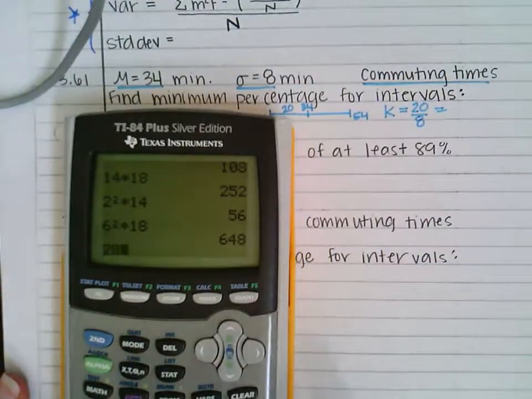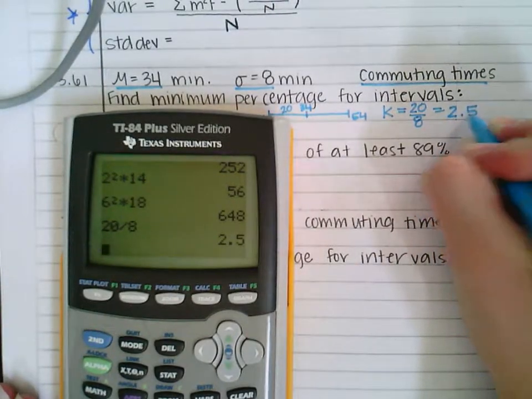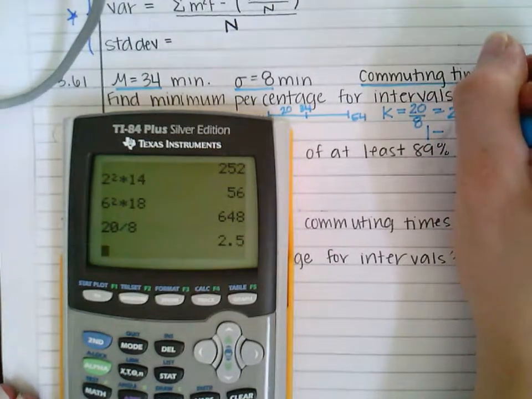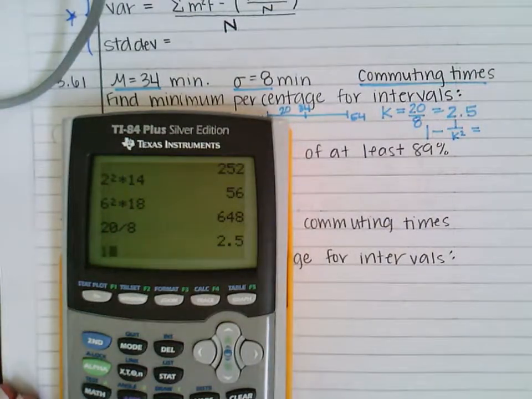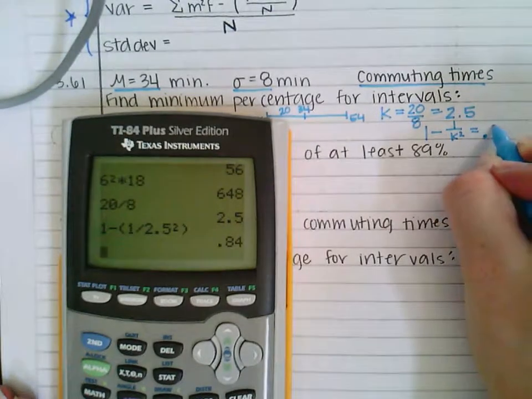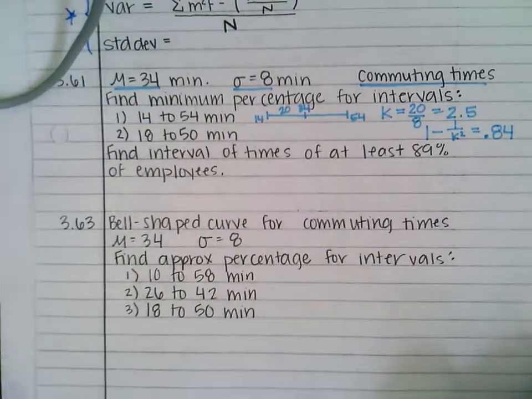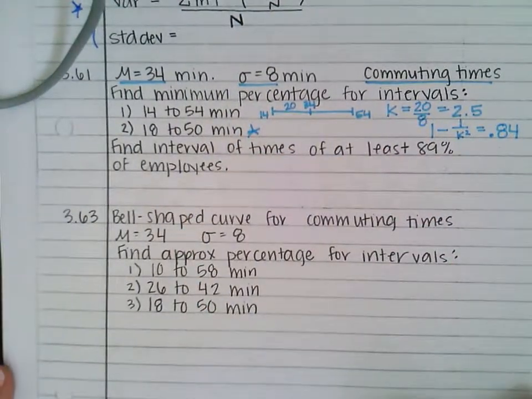So 20 divided by 8 gives me 2.5. Okay. And then the rule says I need to do 1 over K squared to find my percent. So 1 minus 1 divided by 2.5 squared, and I get 0.84. Okay. You're going to do the exact same thing here for number 2.